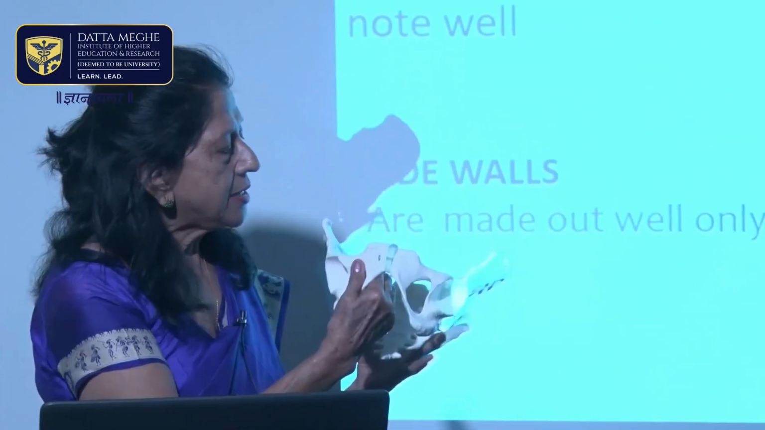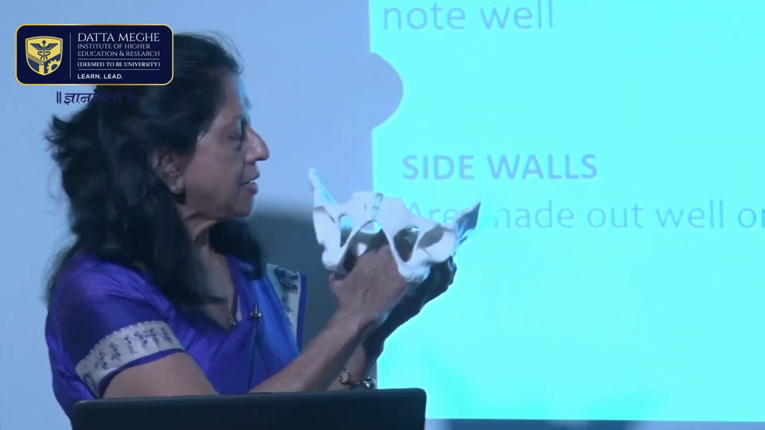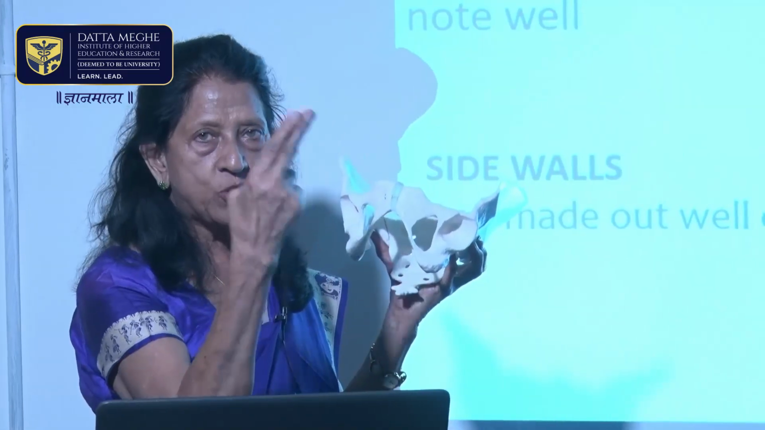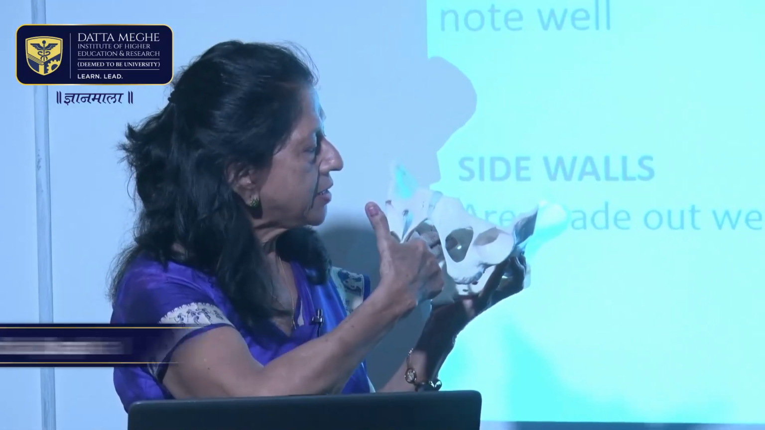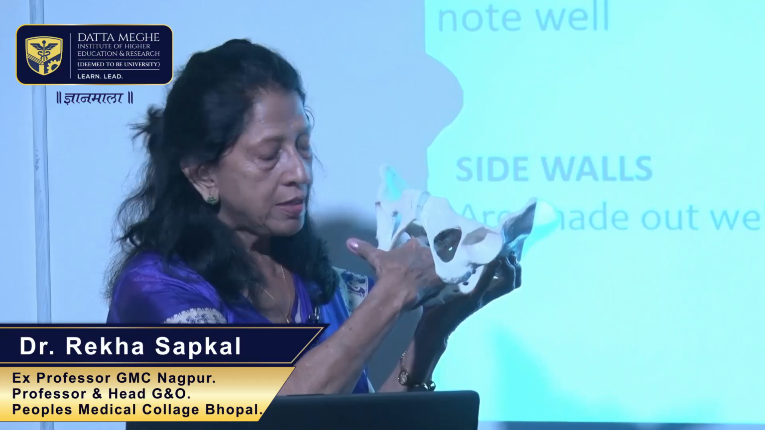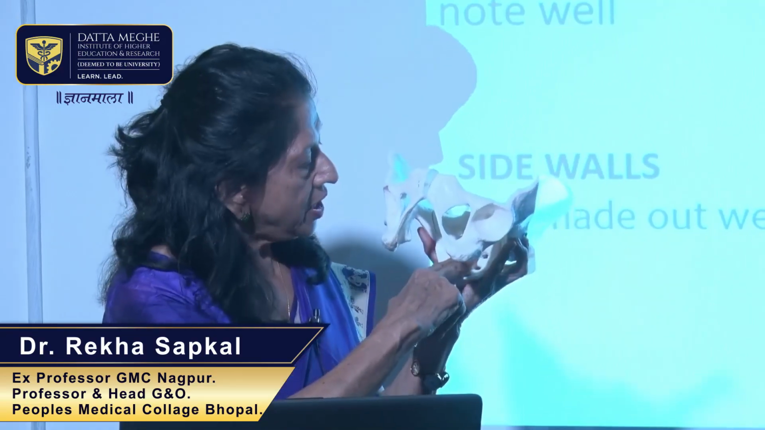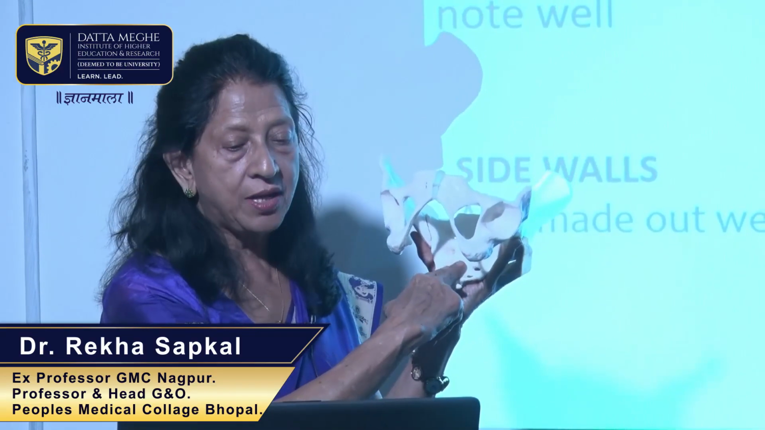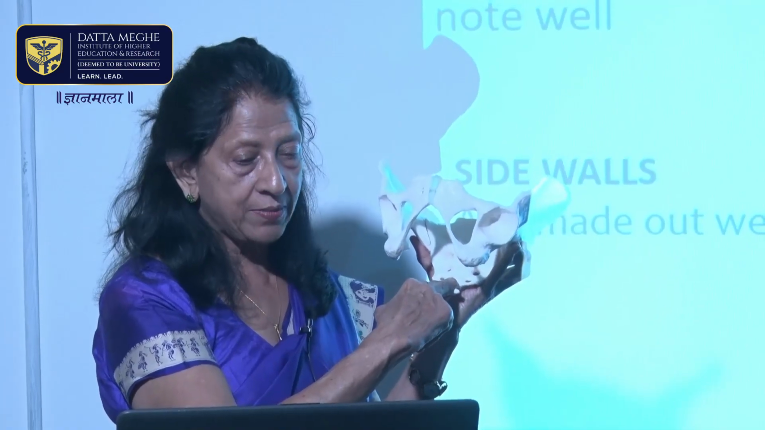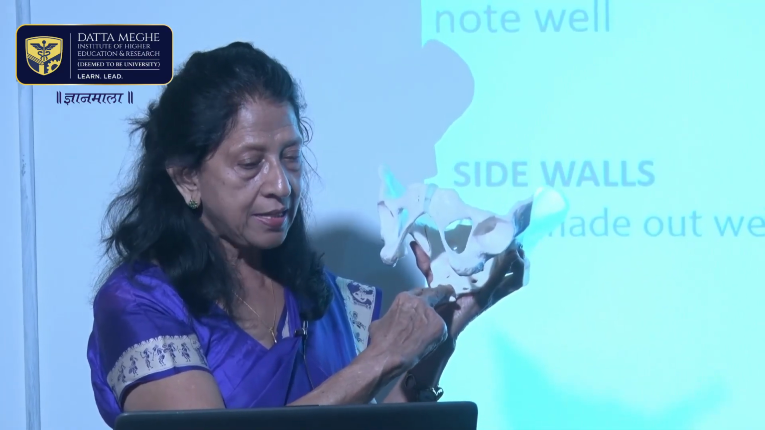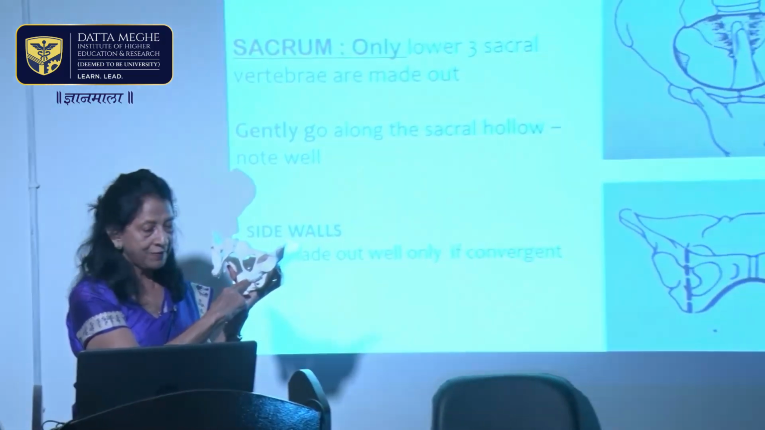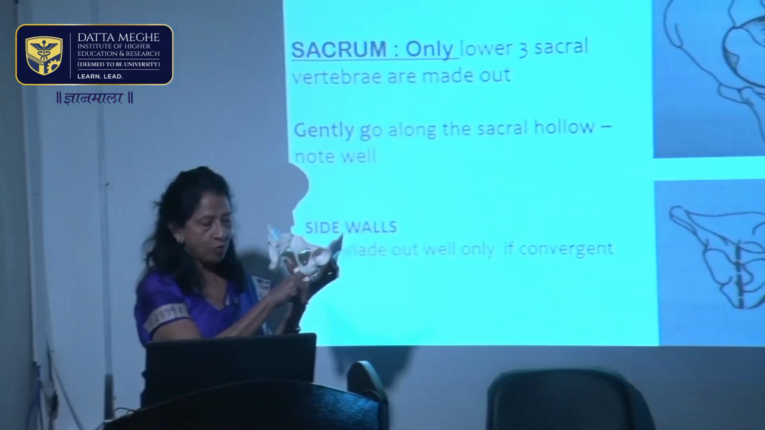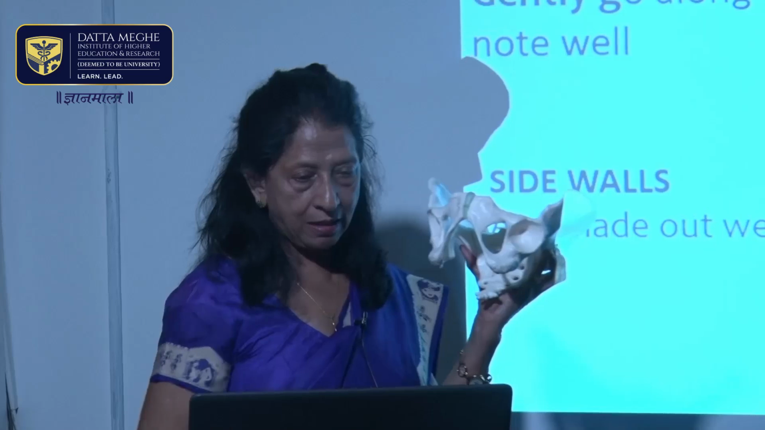Next we assess the sacral bone. So, this is the sacrum. First we put 2 fingers like this and straightaway assess the sacral bone. Only the first 3 sacral vertebrae are felt clinically on examination. So, gently assess the sacral hollow, it should be well curved, and the side walls should be parallel.